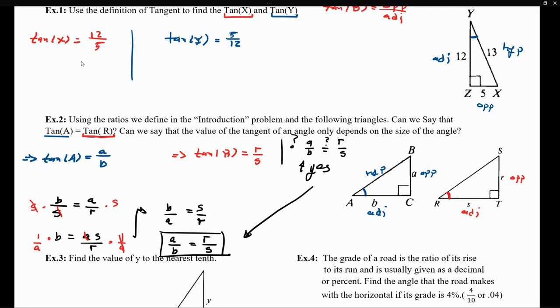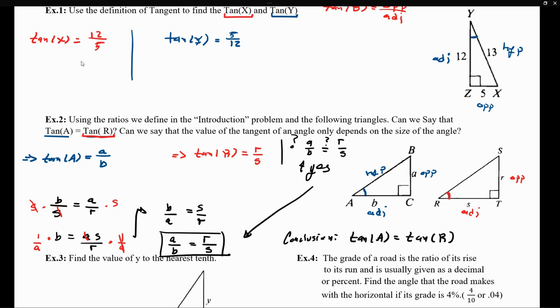So my conclusion is that, of course, the tangent of A is equal to the tangent of R. So what we have said is the following. If you take the tangent of two different angles, in this case A and R, and those two angles are congruent to each other, then their tangents are going to be the same value.